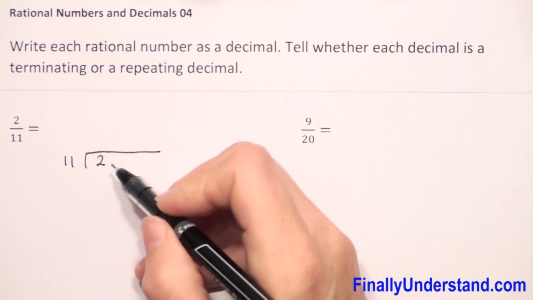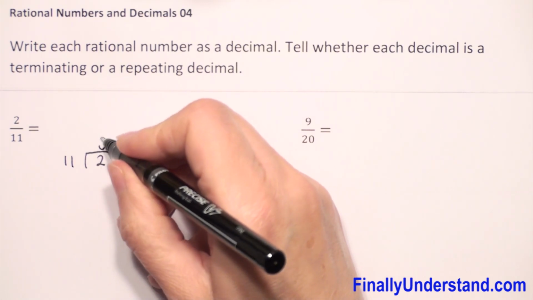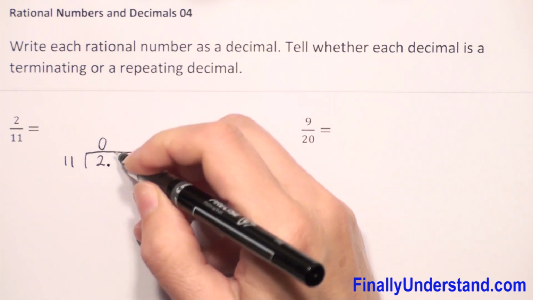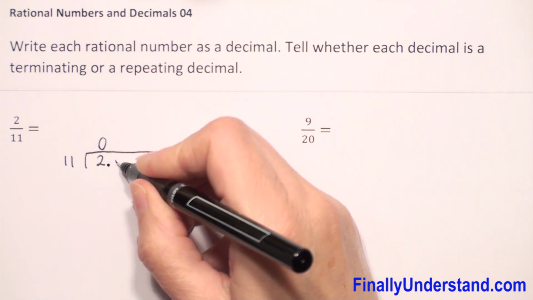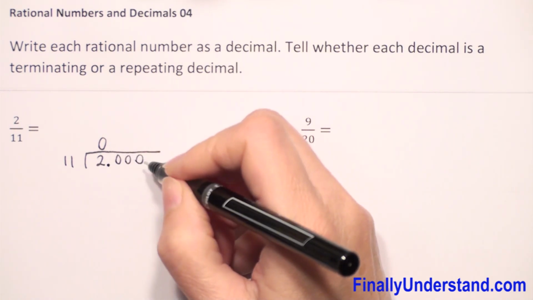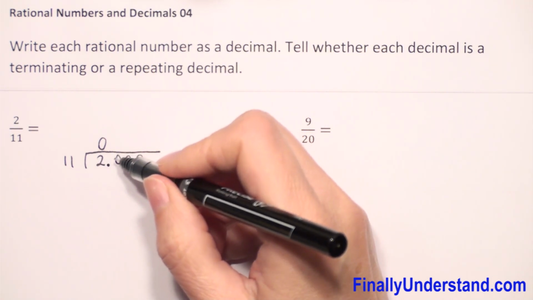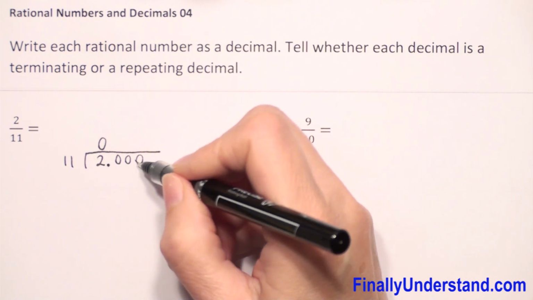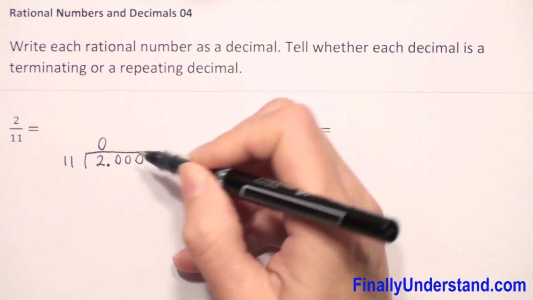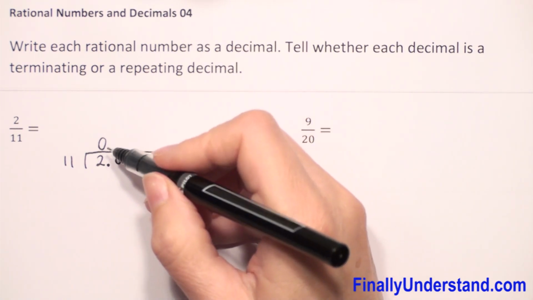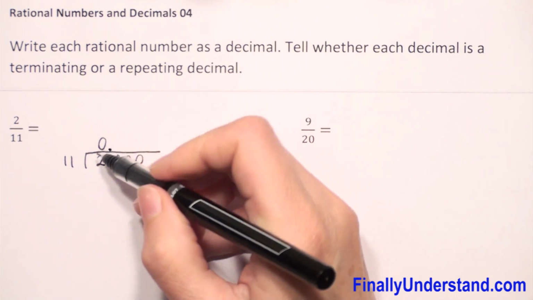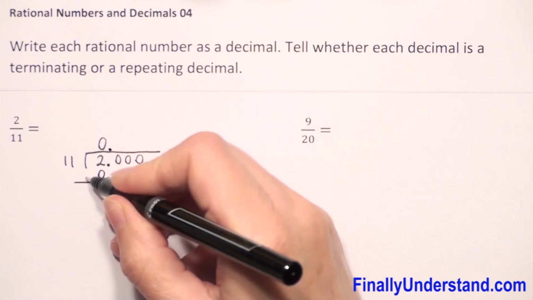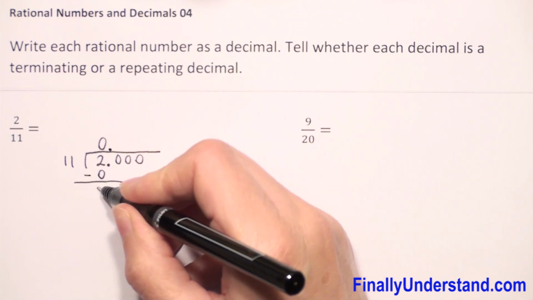How many times can you put 11 into 2? 0. So we will add a decimal point after 2. It's always invisible, and we can add a few zeros because it doesn't change the value of our number. It's still 2. Zeros after the decimal point are like nothing. So now we take up this decimal point and we do multiplication. 0 times 11 is 0. Subtraction. 2 minus 0 is 2.